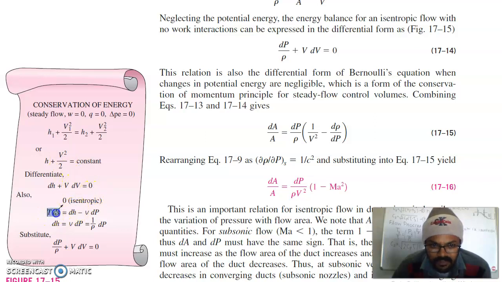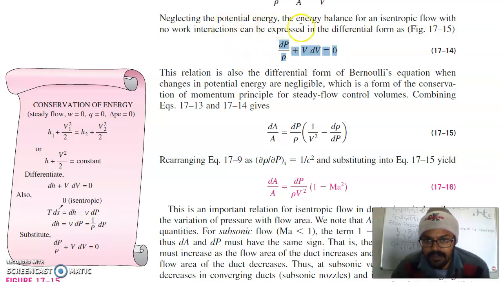And from the T ds relation we also know that T ds is equal to dh minus v dP. This is an isentropic process, so the ds term is 0. It means dh is equal to v dP, or instead of v you can write 1 by rho, so dh is equal to 1 by rho dP. Now you can replace dh here, so this relation becomes dP by rho plus v dv, which we had written over here.